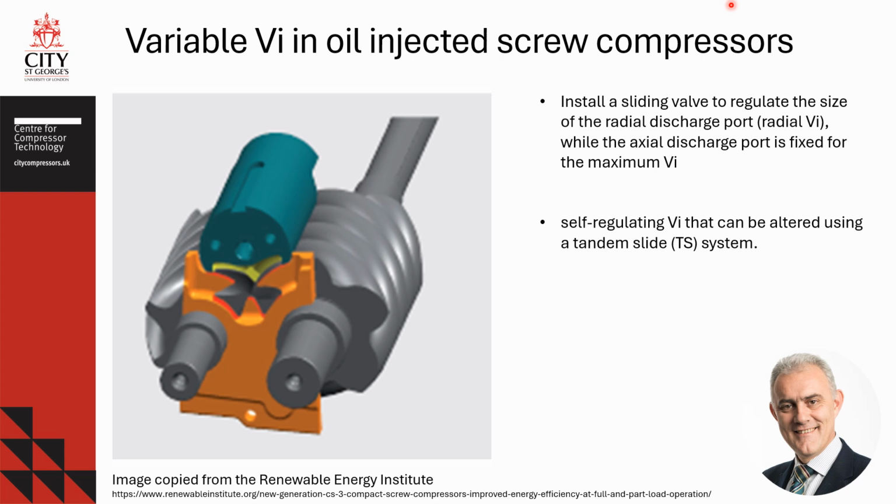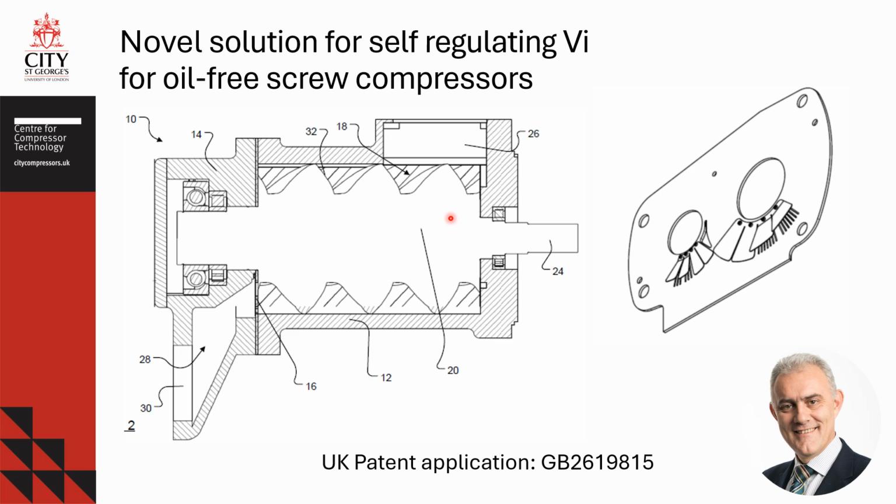However, so far, there are no solutions for regulating VI in oil-free screw compressors where use of oil is not permitted. A novel solution for regulation of VI in twin screw compressors patented by St George's University of London can bring a revolution in the design of oil-free screw compressors as it allows automatic regulation of VI by matching pressure index and pressure ratio. It features a set of reed valves installed in an insert between the rotor casing and the discharge plenum, with individual reed valves on both male and female rotor sides.